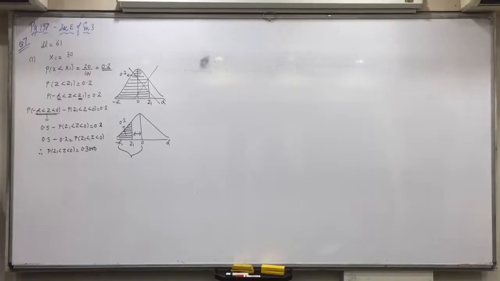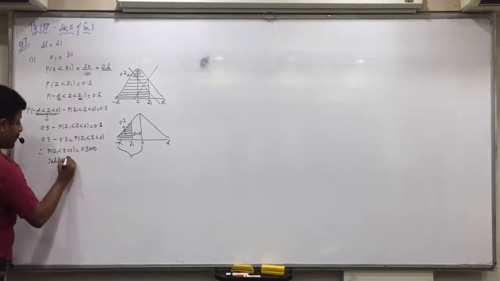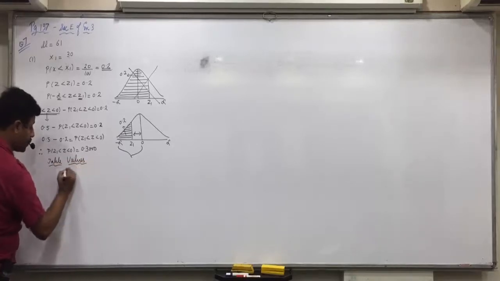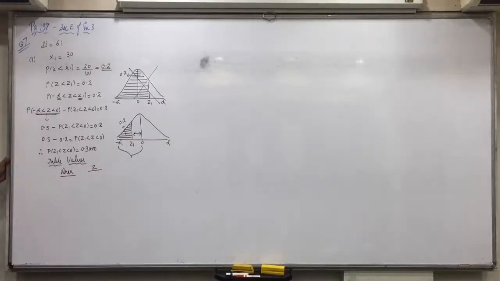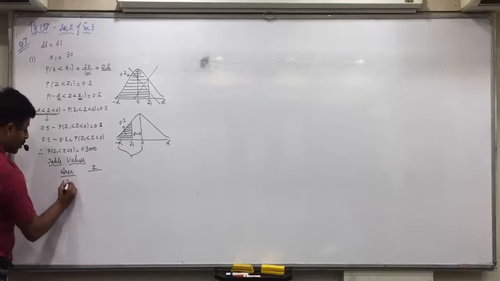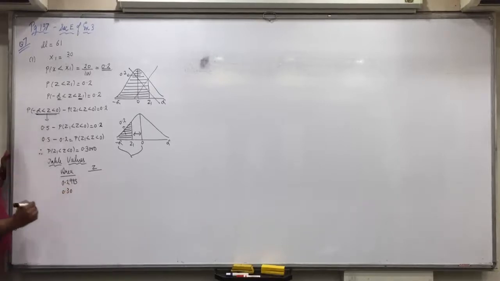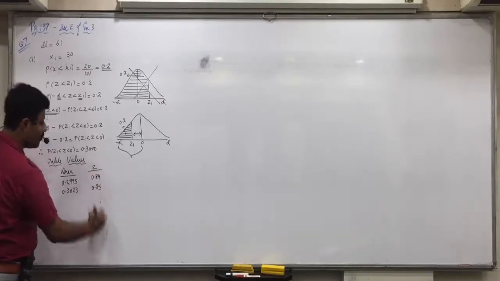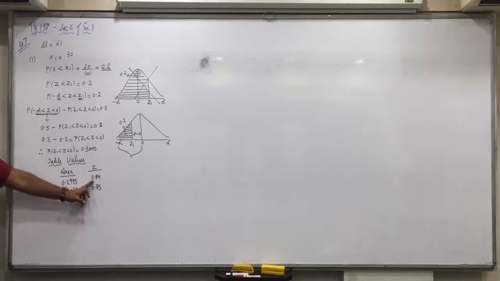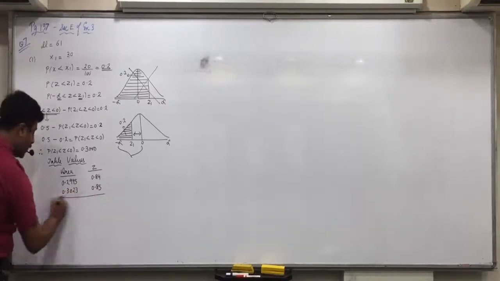So table values will have to be obtained. Lavina, area and Z. Yes, 0.3000 comes between 0.2995 and 0.3023. Do you all get 0.3000 between 0.2995 and 0.3023? Further, 0.84. Okay, 0.2995 corresponds to 0.84, 0.3023 corresponds to 0.85.